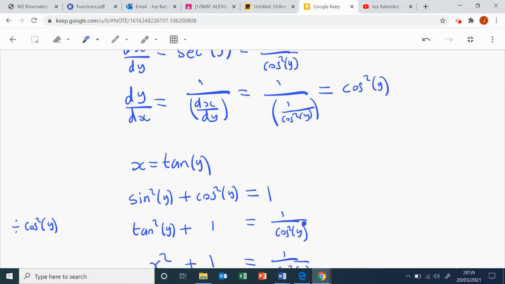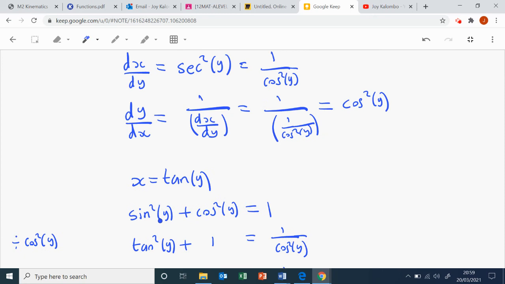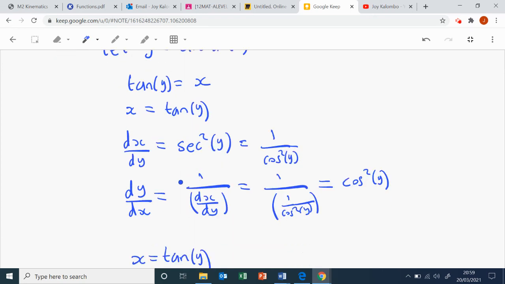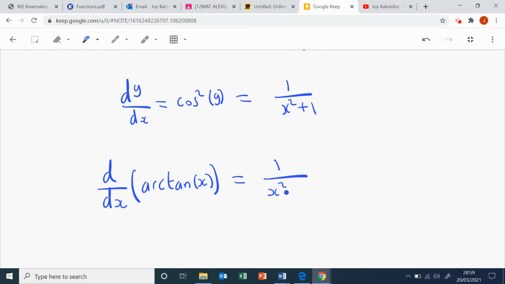Remember, dy/dx was equal to cos squared of y, right? So if dy/dx was equal to cos squared of y, well, we know that cos squared of y was equal to 1 over x squared plus 1. So in actual fact, that tells us that when y is equal to arctan of x, then dy/dx is going to be equal to 1 over x squared plus 1. That's our final answer. In actual fact, the derivative of arctan of x is equal to 1 over x squared plus 1. That's it. This is how far we can go with this, guys.